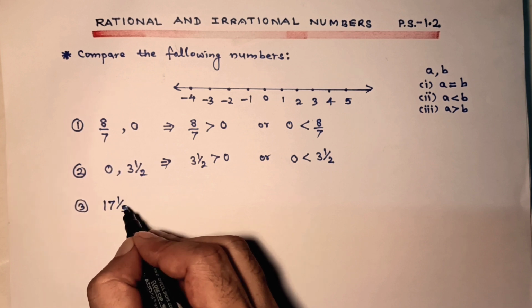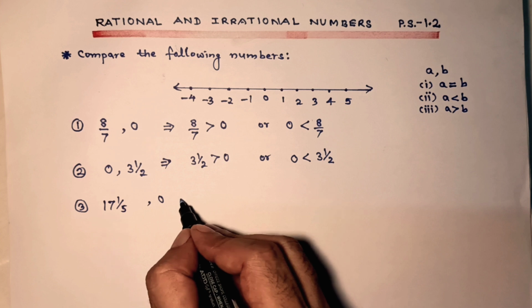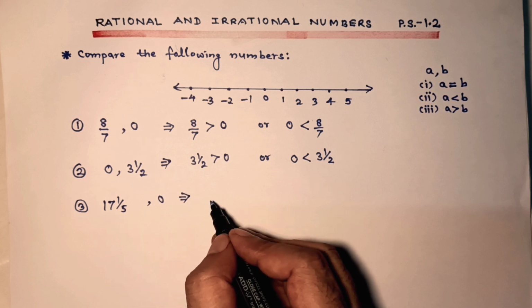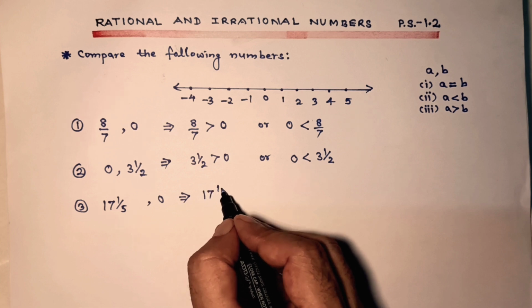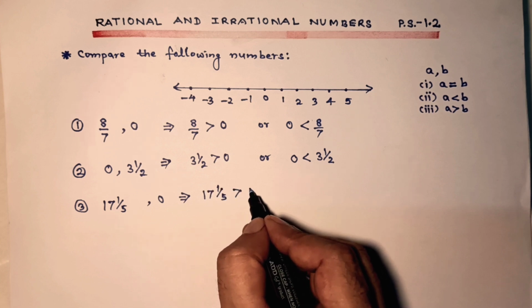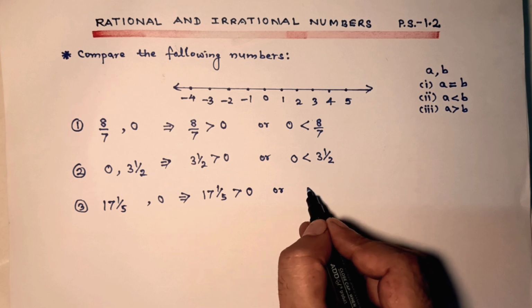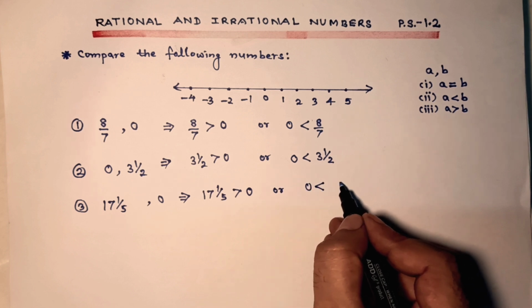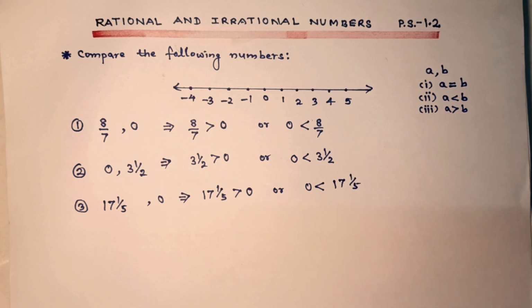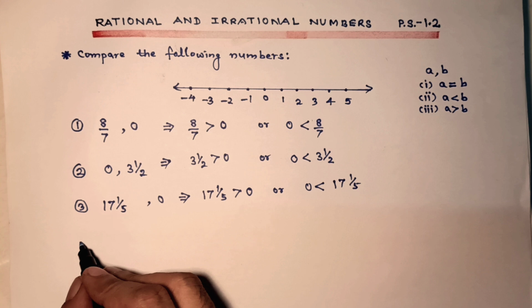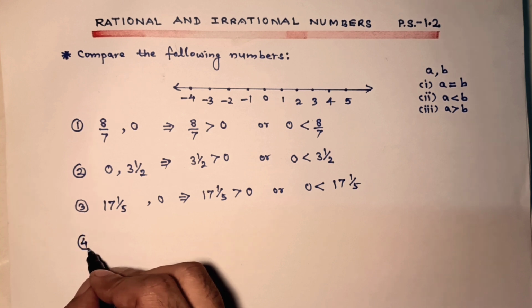17/5 and 0. Here again, same way, this is a positive number, so this positive number is always greater than 0, or 0 is always less than 17/5. So that is type 1 which you learned, where you compare a positive number with 0. Let's go to the next question, fourth question.